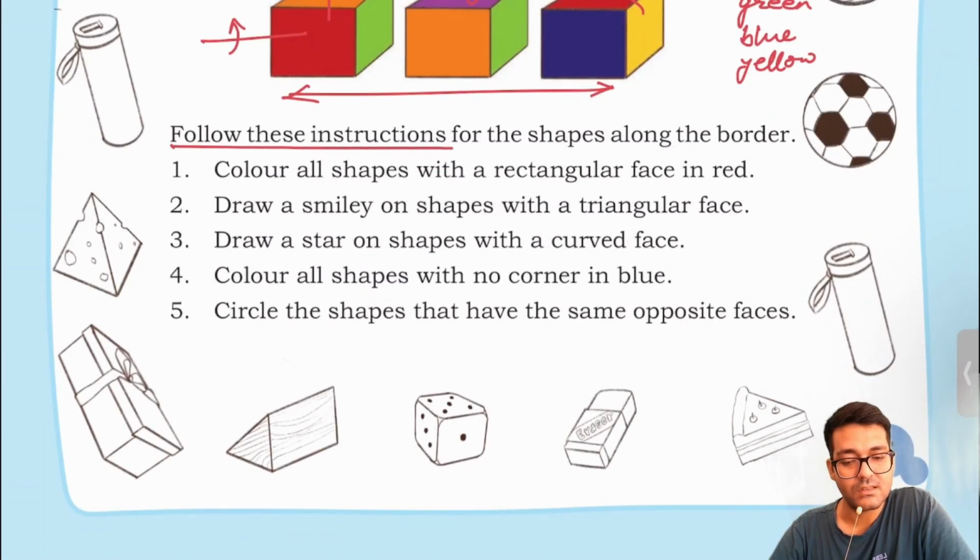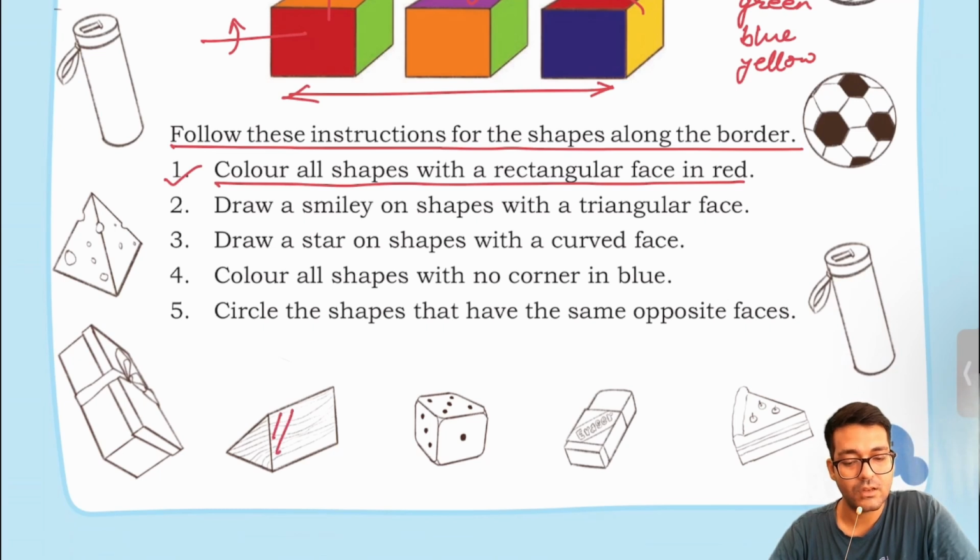Follow these instructions for the shapes along the border. 1. Color all shapes with rectangular face in red. You have to color all the shapes with rectangular face in red like this.